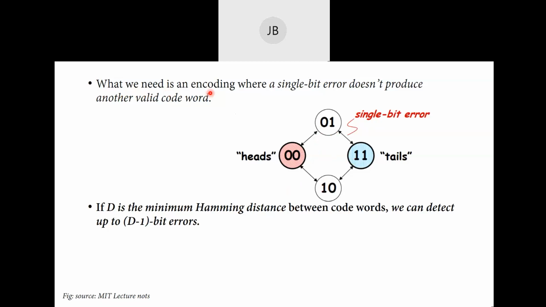What we need is an encoding where a single bit error doesn't produce another valid code word. For example, here 0 0 to 0 1, there is one single bit error, but 0 1 is also a valid code word. The receiver knows that the data will have 2 bits. So with the 2 bits, we can have 0 0, 0 1, 1 0, or 1 1. So the receiver cannot actually decide where the error is, because everything is a valid code word with 2-bit sequences.